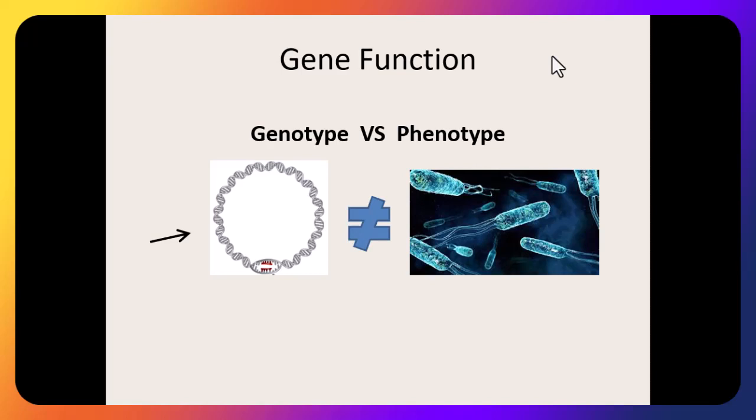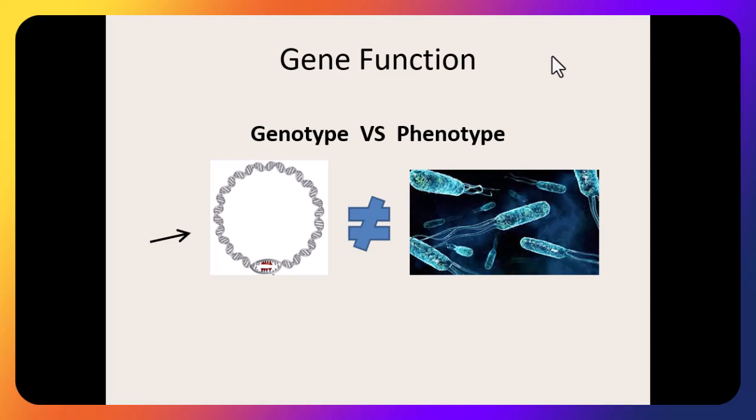Now, a genotype is what your genes are and what they code for. A phenotype is like an outward physical feature. So you have genes that code for things. Your genotype is that you've got a gene that codes for eye color. Eye color would be the phenotype. The gene is the actual genetic material that codes for that phenotype.